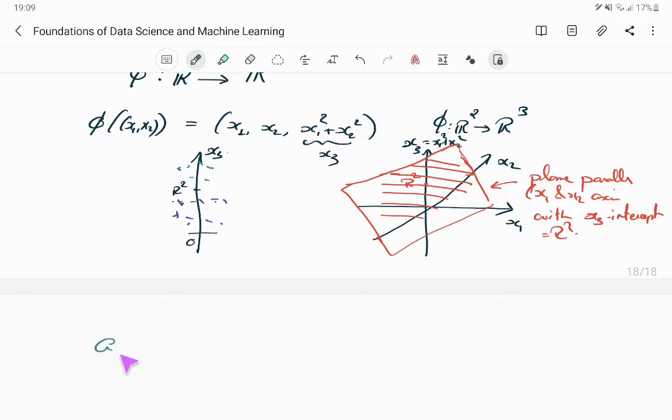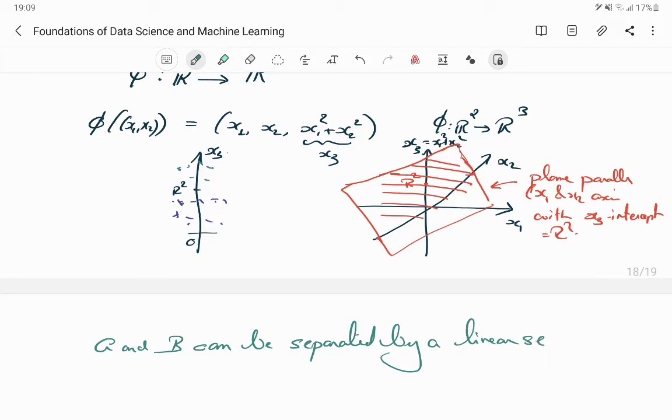So we are saying that G and B can be separated by a linear separator in R3. Or more correctly, I should say the phi images of G and B can be separated by a linear separator in R3. Okay, so this is the embedding trick.